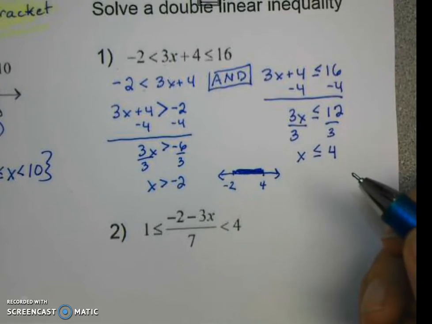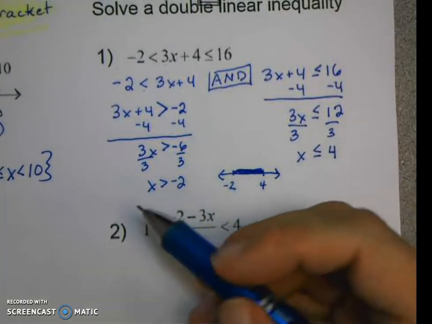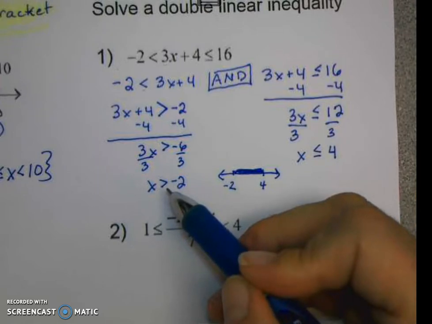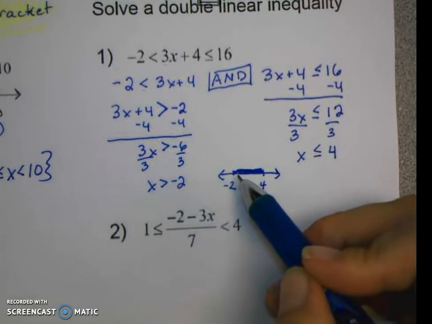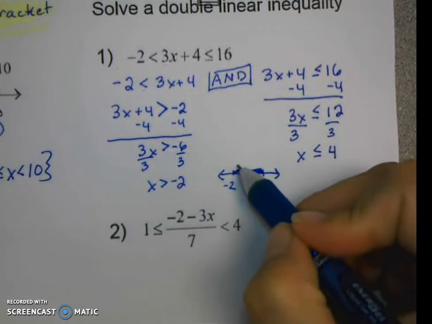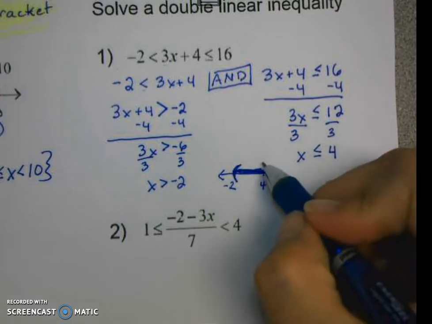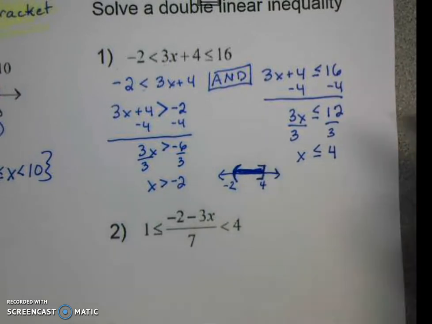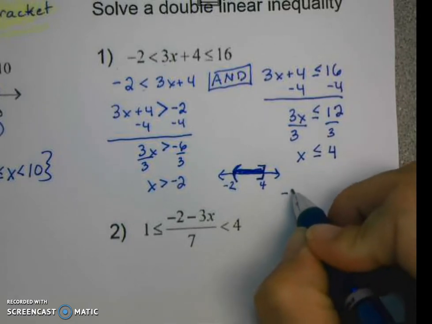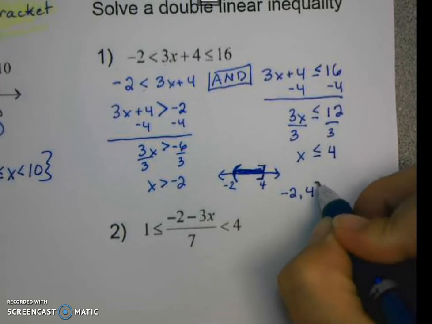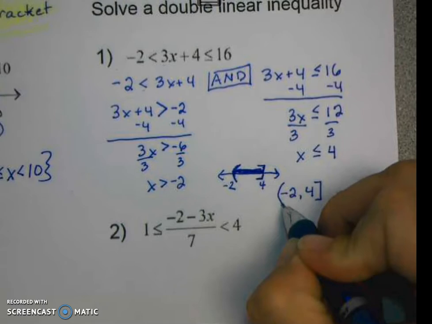Now we just have to decide if it's an open bracket or closed bracket. This does not have an equals, therefore it must be an open bracket, and I want to focus on the numbers to the right. So I do an open bracket. This is a closed bracket because of that equals, and I want to focus everything to the left. So I do that one. And then to translate this into interval notation, copy the symbols and put the numbers in between them. So -2, 4, bracket closed, bracket open.